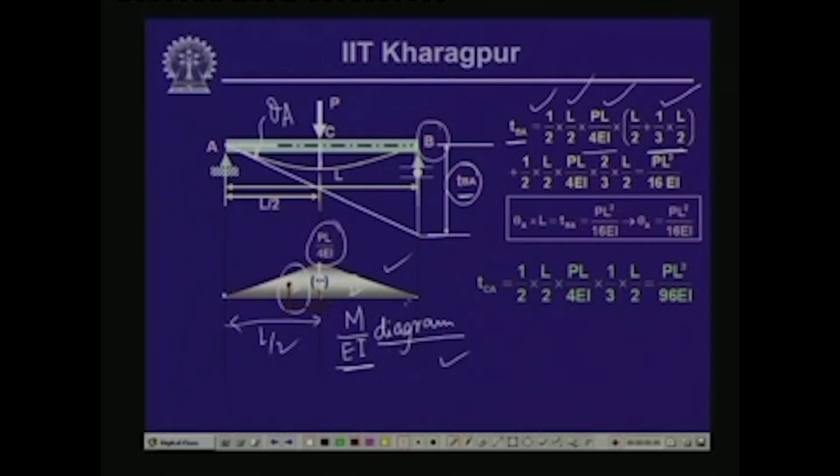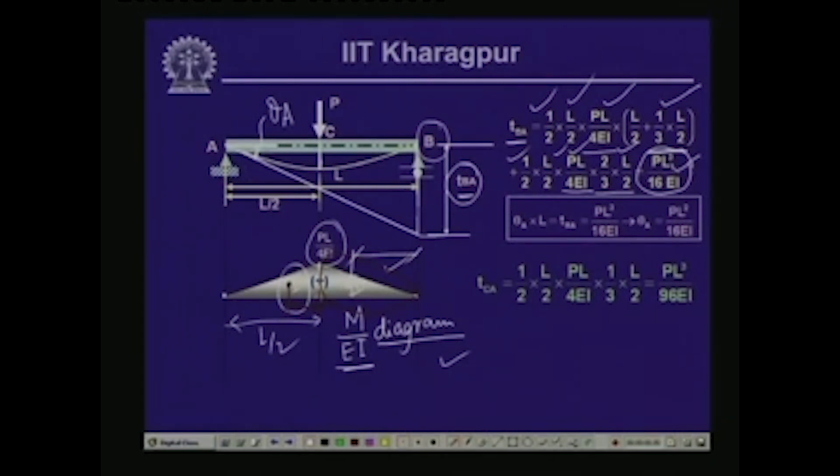Then if we take the moment of this triangular part, half into L by 2 into, again, the ordinate PL by 4 EI. Now, the CG distance from this end is 2/3 of L by 2, and this is what is written over here, 2/3 of L by 2. If we compute this, it becomes PL cube by 16 EI. So, the deviation of this point B on the elastic curve with respect to the tangent drawn at point A, this distance TBA, is equal to PL cube by 16 EI.